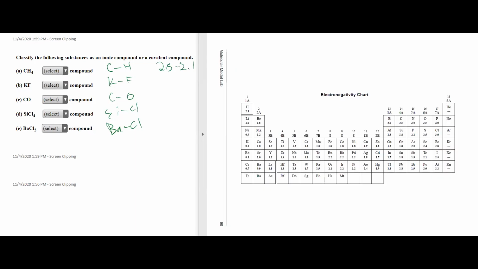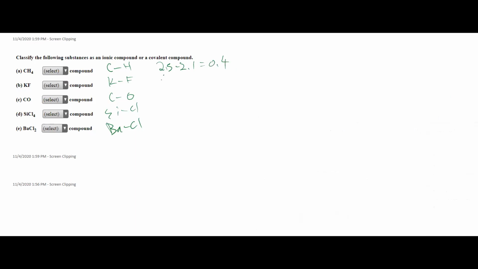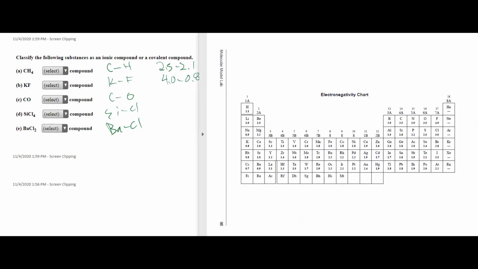So let's go ahead and practice classifying them as ionic or covalent compounds. So all of them only have one type of bond. So you want to find out what it is. So in this case, this is C to H, K to F, C to O, Si to Cl, Ba to chlorine. And then you're looking at those electronegativity differences. So C to H is 2.5 minus 2.1. K to F, well, potassium is 0.8, F is 4.0. C to O, carbon is going to be 2.5, oxygen is going to be 3.5.